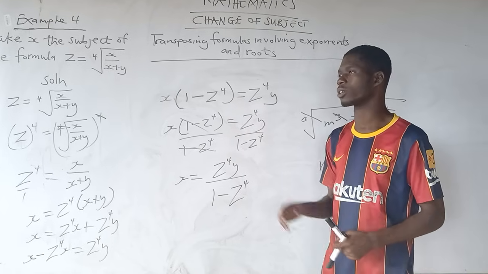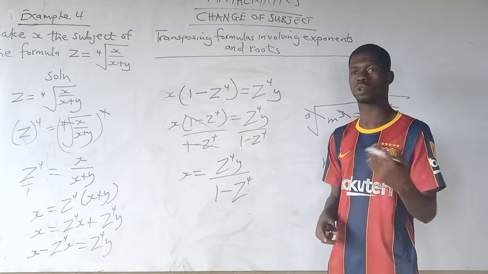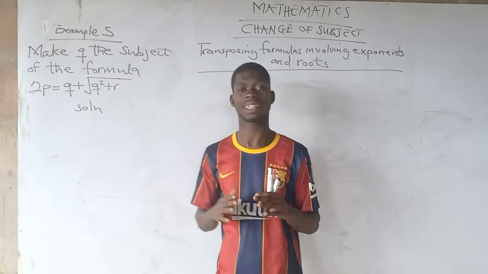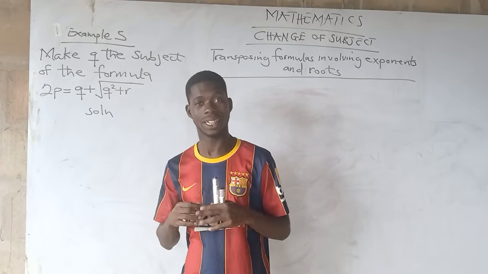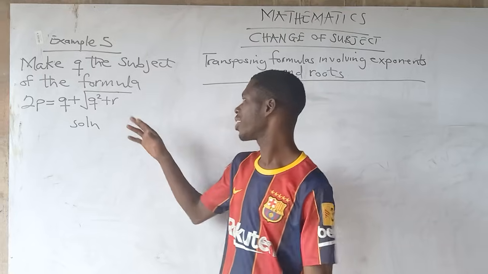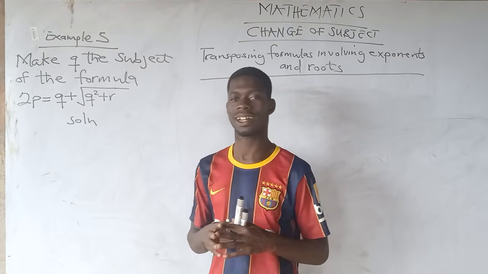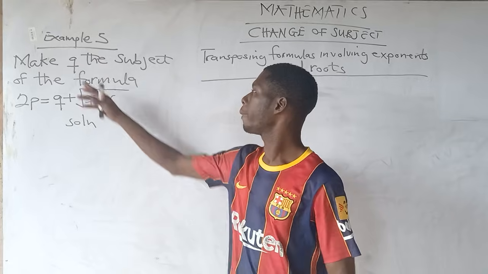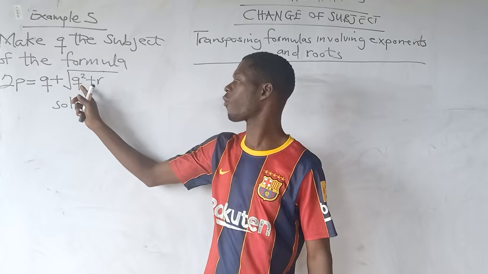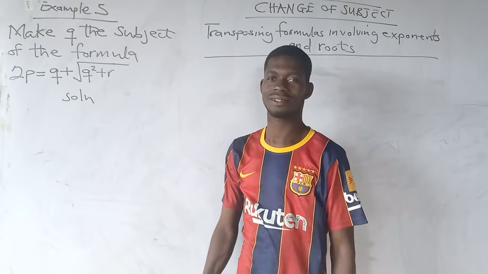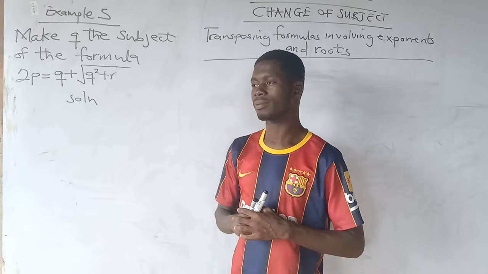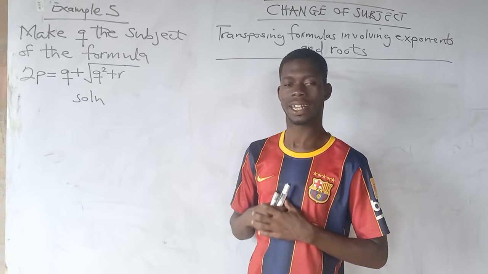Okay, so that's example 4. You move towards example 5. This is the last example, and this question contains critical thinking. If I'm solving this one, you're supposed to think critically. So, make Q the subject of the formula: 2p equal to Q plus root of Q squared plus R. Just follow me step by step so that I can solve this one.